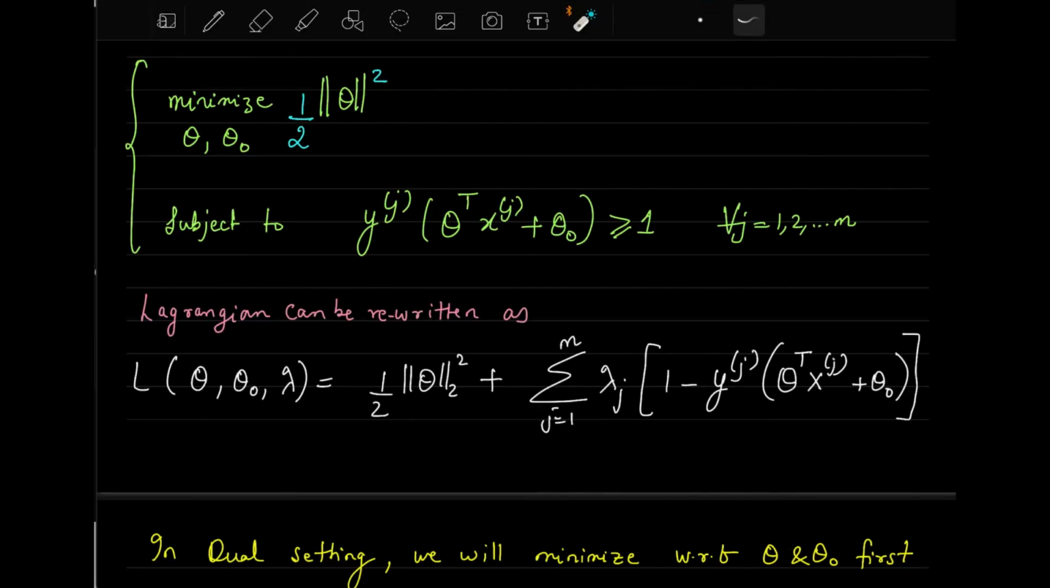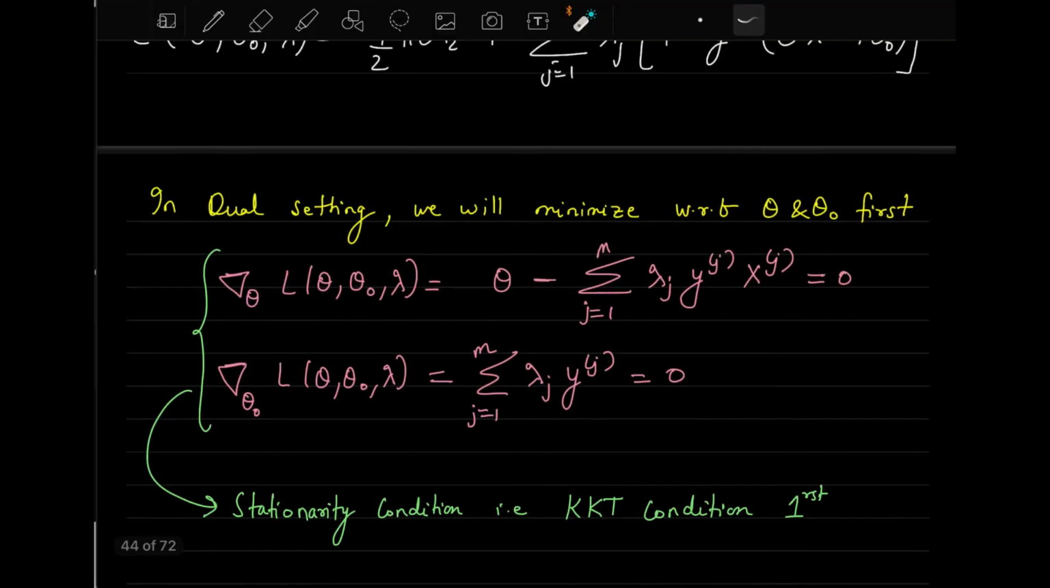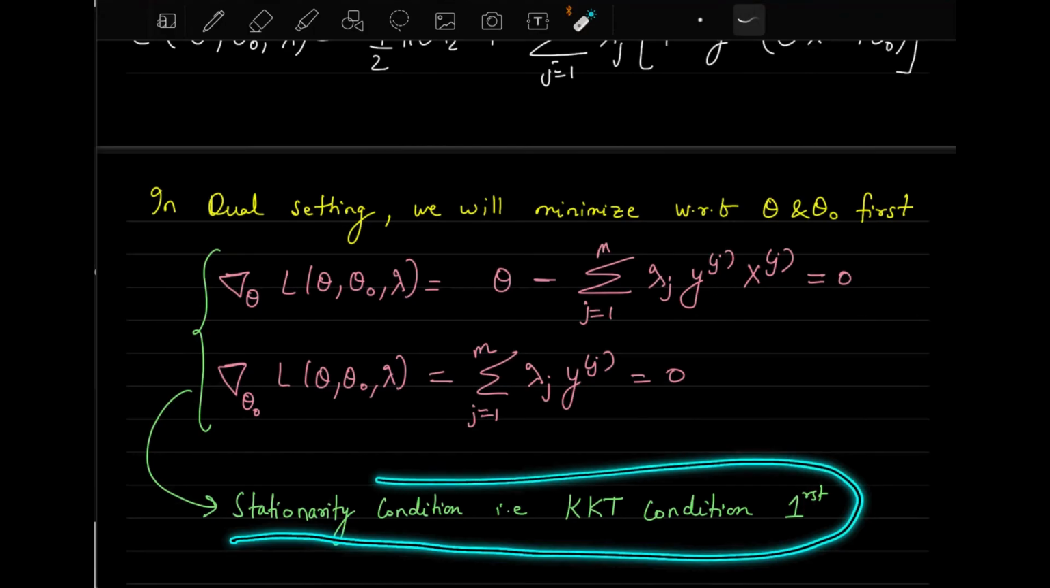But now, as you can see here, this problem has minimum first, so we will take the derivative with respect to the primal variables now, and once we get the values of the primal variables, we will substitute back into the lambda. So here, I am taking the derivative with respect to theta and theta 0 now. Instead of taking the derivative with respect to lambda, I am taking the derivative with respect to theta first. And you are taking the derivative with respect to theta and theta 0 and equating it to 0, so this is actually the stationarity condition of the KKT condition, which is the first condition.